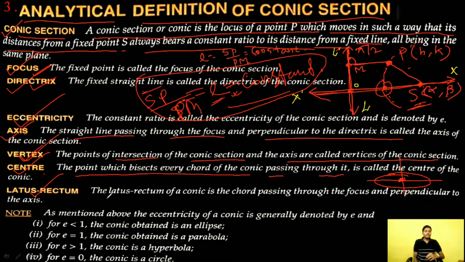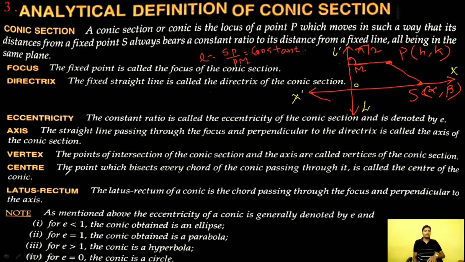Now latus rectum. The latus rectum of a conic is the chord passing through the focus. This point is the focus, and the chord passes through the focus and is perpendicular to the axis. If this is the axis and this is the focus, then this line is called the latus rectum of this conic section. Clear?